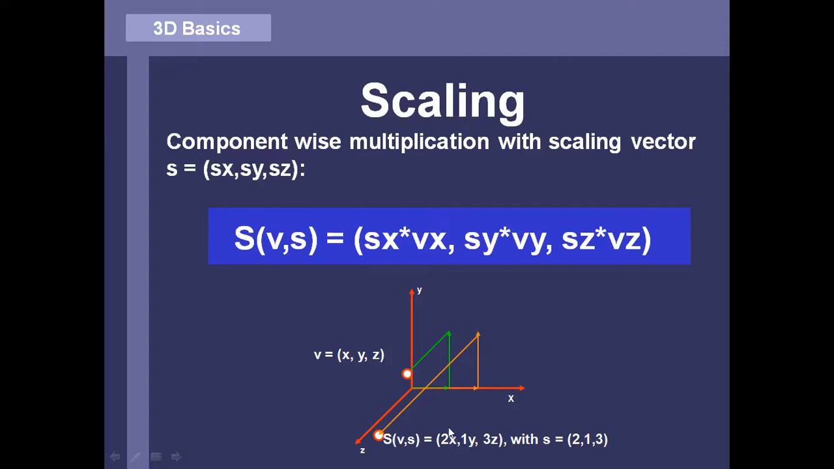If the scaling vector is 2 in the x direction, 1 in the y direction, and 3 in the z direction, then for x, y, z the scaled result will be 2x, then 1y, and 3z, right? So this is how it is seen. Once it is multiplied, the position will be changed. So the scaling will be done like this.